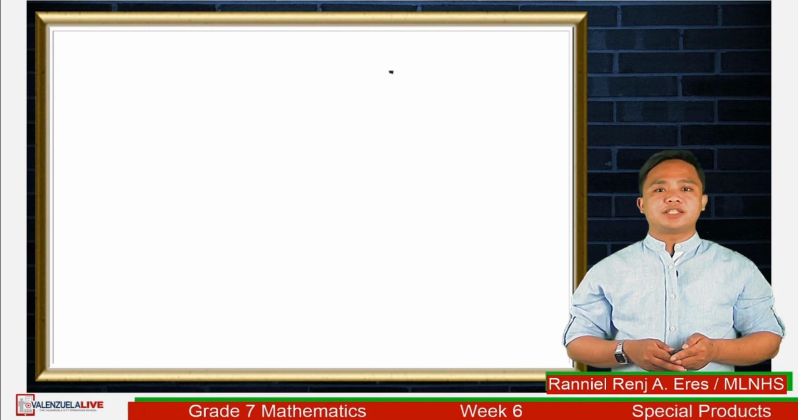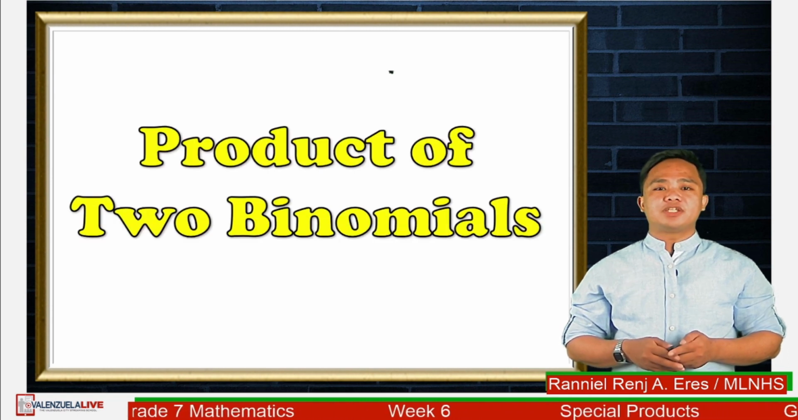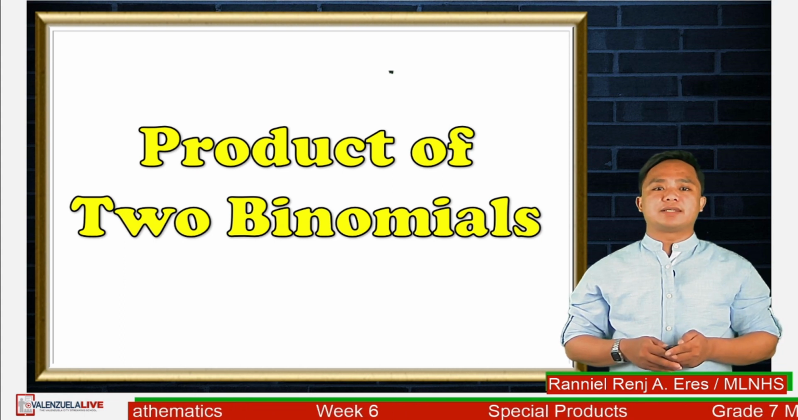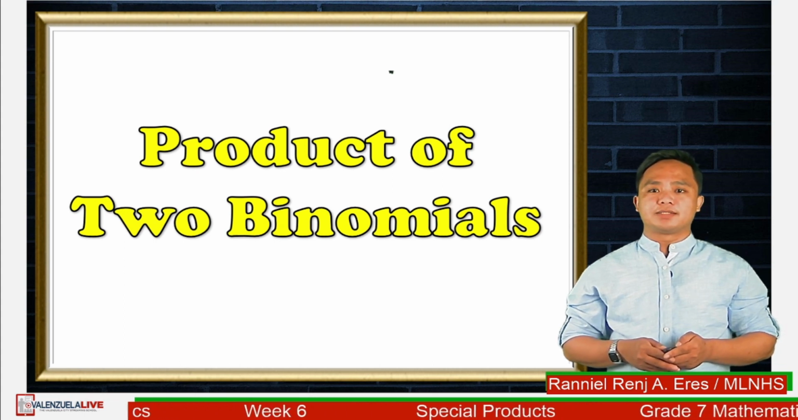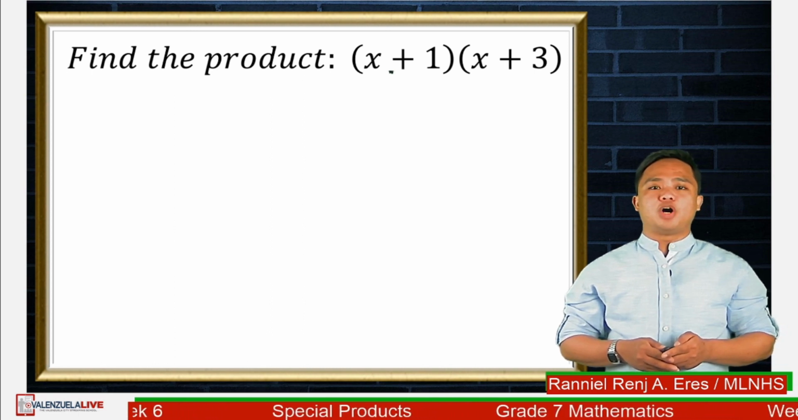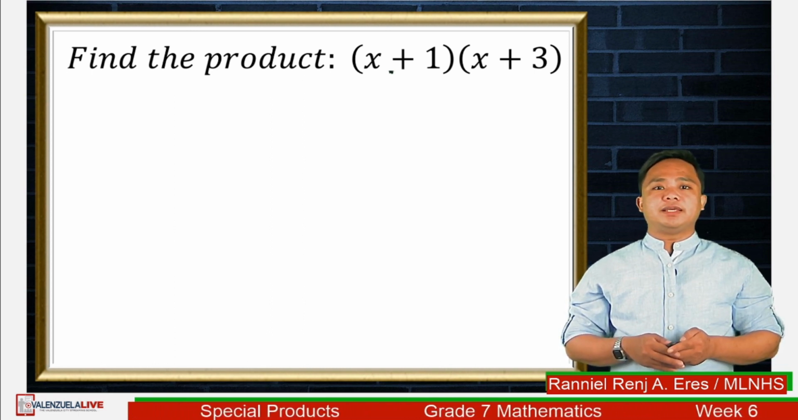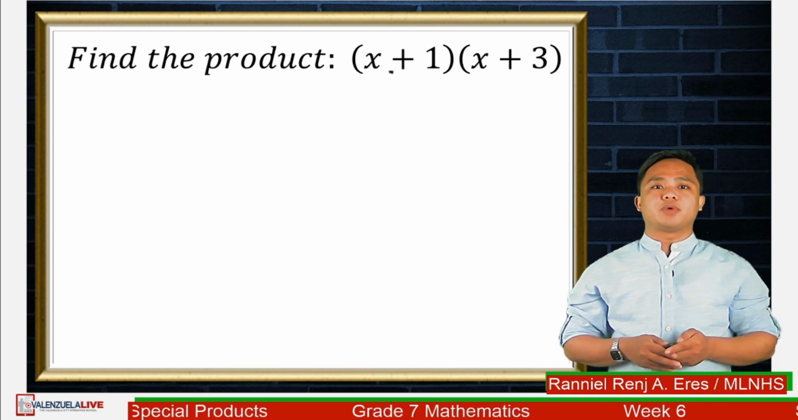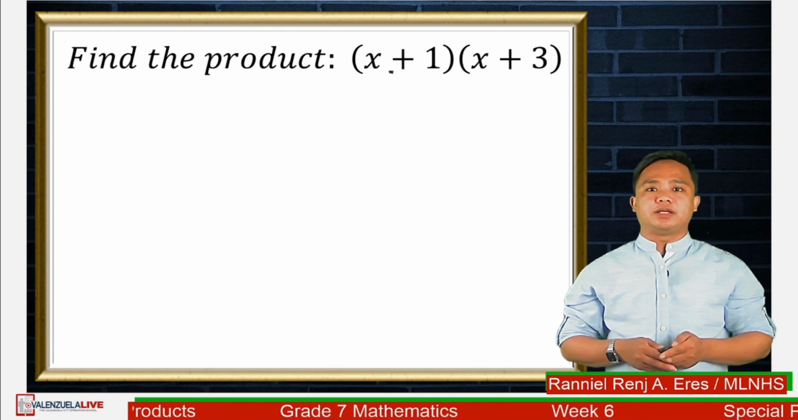Okay, so let's begin. The first special product that we will discuss is the product of two binomials. Find the product of the quantity x plus 1 times the quantity x plus 3.